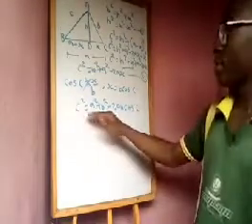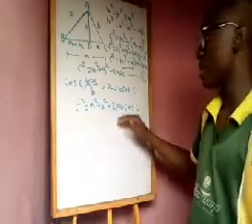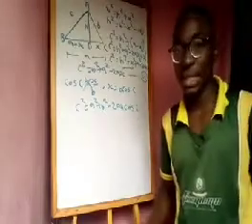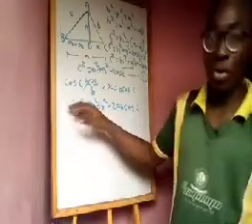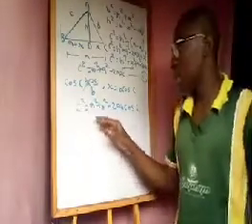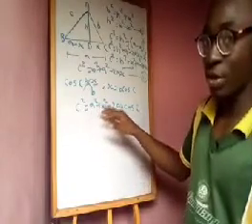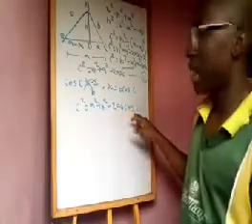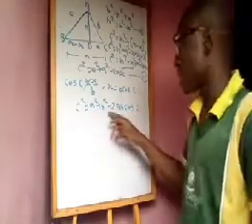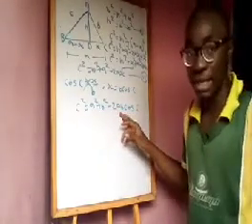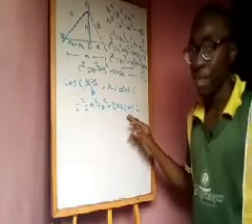So c² equals a² plus b² minus 2ab cos C. What this simply means is that the square of the opposite side will be equal to the sum of the squares of each of the containing sides, minus 2 times the product of the two containing sides and the cosine of the angle contained.